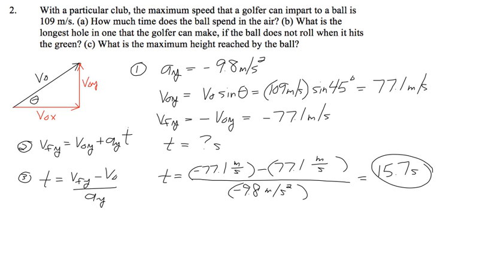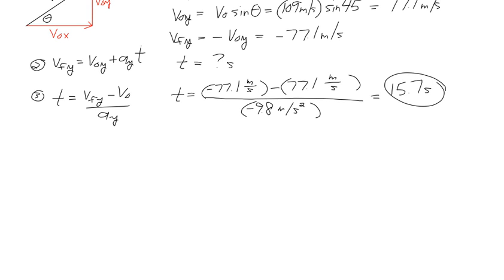Now, part B says, what's the longest hole-in-one that the golfer can make? So that's going to be my SX, because that's horizontal distance. So I'll use a different color here. So for part B, I want my X facts. So I am going to write down my facts in the X direction. The unknown is going to be SX. AX we always know as 0 because we ignore air resistance.